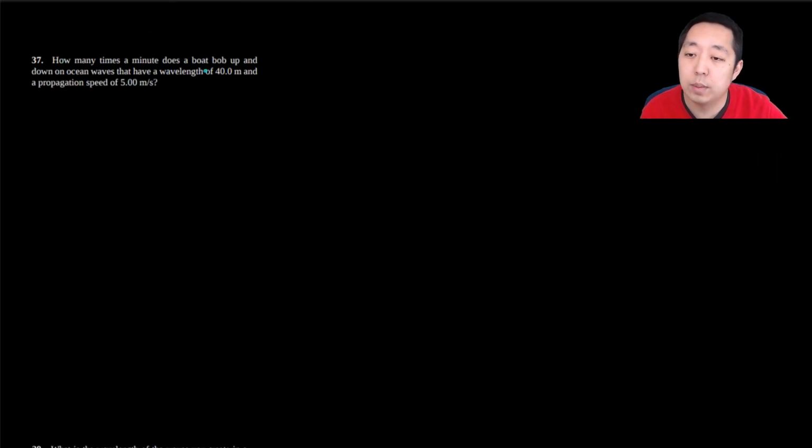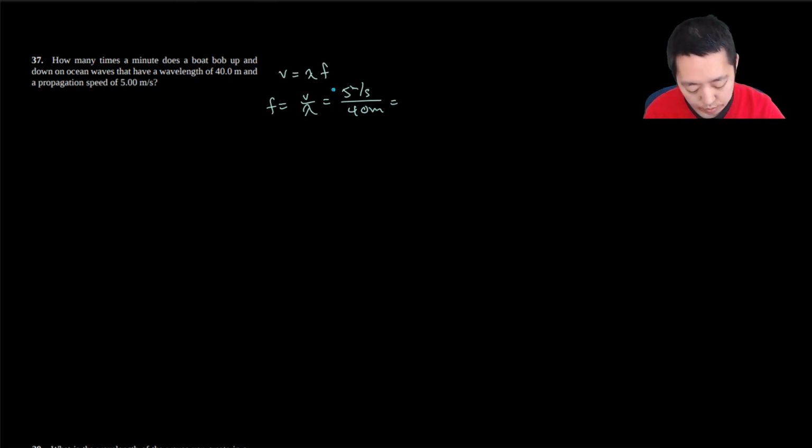How many times a minute does a boat bob up and down on ocean waves that have a wavelength of 40 meters and a propagation speed of 5 meters per second? So v is equal to lambda f. That's always the equation we're going to use. But times per minute is like number of cycles, so we have to think about it based on frequency. I can solve for frequency. It's v over lambda, and it's 5 meters per second divided by a wavelength of 40 meters, and that ends up being 5 divided by 40, which is 0.125.